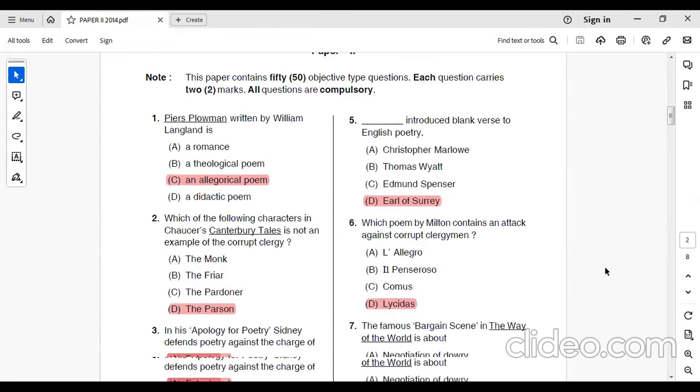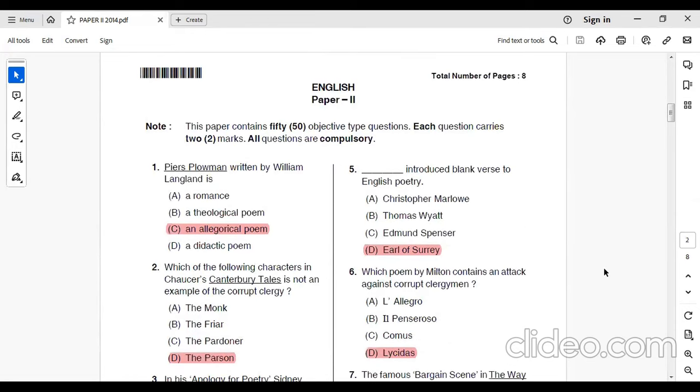So here is question number one. Piers Plowman, written by William Langland, and the answer here is, it's an allegorical poem. The extra information is here: the Piers Plowman, or the Visio Willelmi de Petro Plowman, is a Middle English allegorical narrative poem by William Langland. It's written in unrhymed alliterative verse divided into sections that are called passus, P-A-S-S-U-S. So the answer is option C. Piers Plowman by William Langland is an allegorical poem.